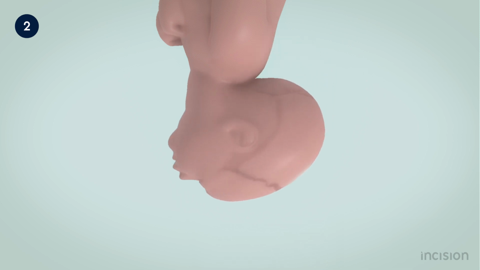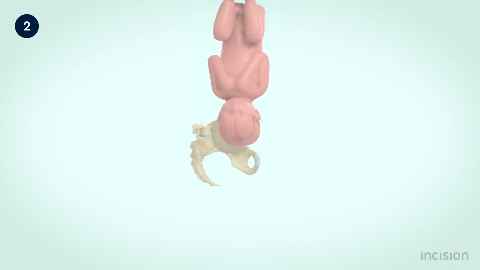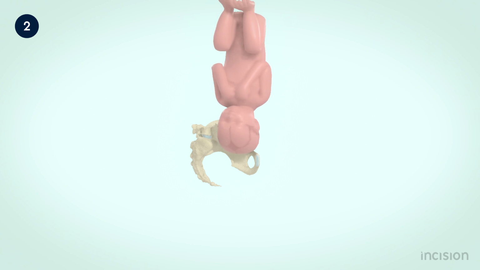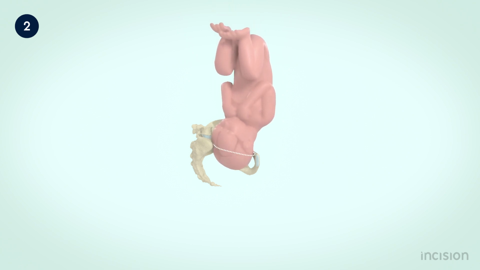Take note furthermore of the bitemporal diameter of 8 to 8.5 centimeters and the biparietal diameter of about 9.5 centimeters, and hence the widest part of the fetal head. Once the biparietal diameter has passed the pelvic inlet, it may be assumed that the fetus can be born vaginally.